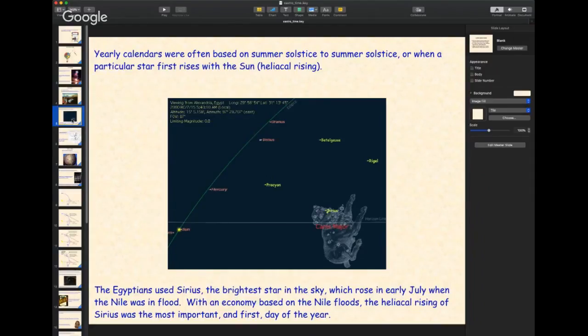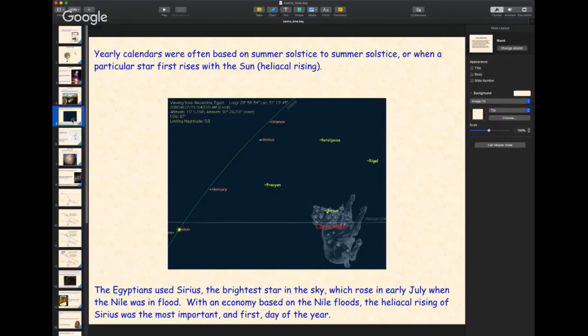So in the beginning, yearly calendars, so we'll start with the year. Yearly calendars were often based on a summer solstice to a summer solstice, or when a particular star first rises with the sun. And when a star rises with the sun, it's known as a heliacal rising. And the Egyptians used the star Sirius, which is the brightest star in the sky, and it rose with the sun in early July when the Nile was in flood.